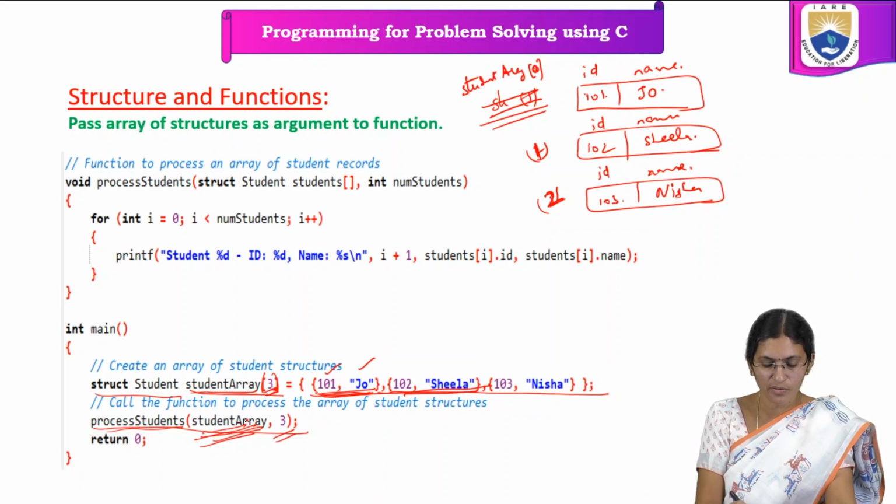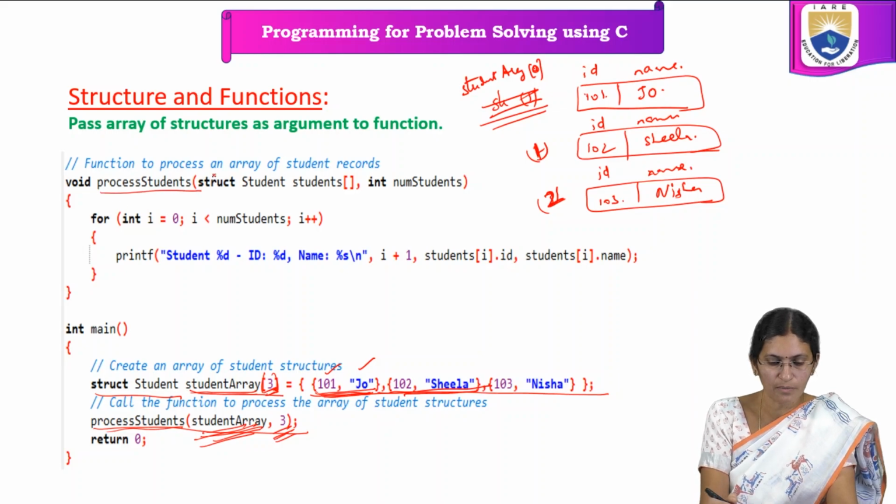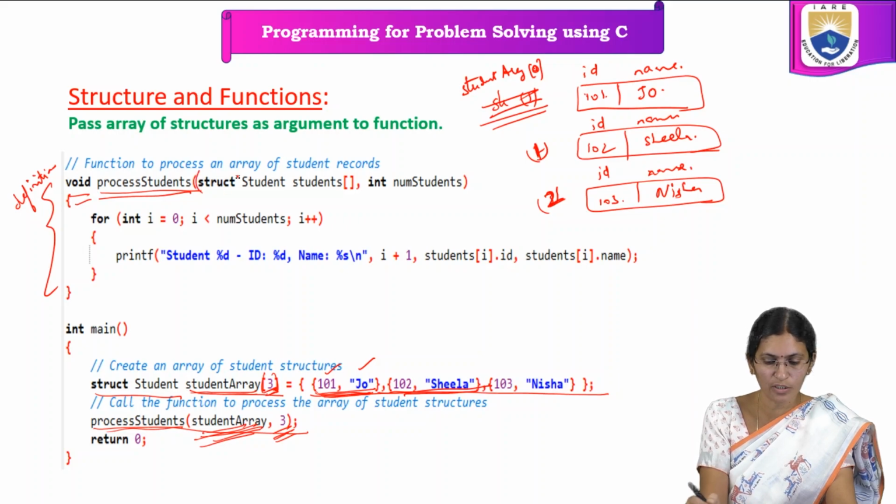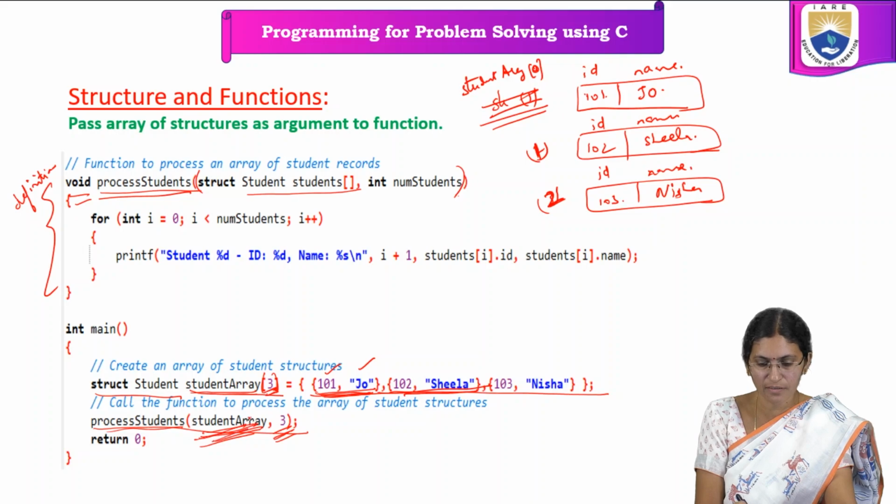So the name of the array is student array and the size of this array is 3. This is the function definition. The return type of this function is void and it is taking 2 arguments. The first one is a structure. You can see here this is an array, so correspondingly we have mentioned an array.